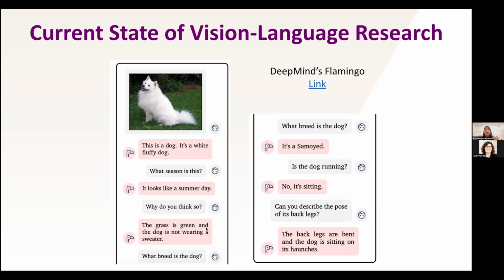So you see, in addition to understanding the contents of the image, it seems to have some sort of common sense reasoning, if you will. The dog is not wearing a sweater, and hence it's a summer day. What breed is the dog? It's Samoyed. Is the dog running? No, it's sitting. Can you describe the pose of its back legs? The back legs are bent and the dog is sitting on its haunches. So this, to me at least, is pretty impressive in terms of the different types of questions it can answer, and it can understand the contents of the image. It seems to be showing some sort of common sense reasoning as well.